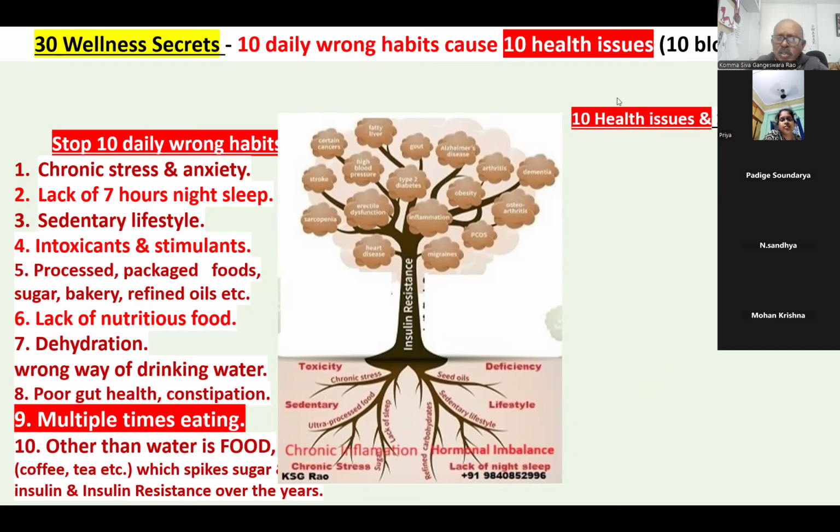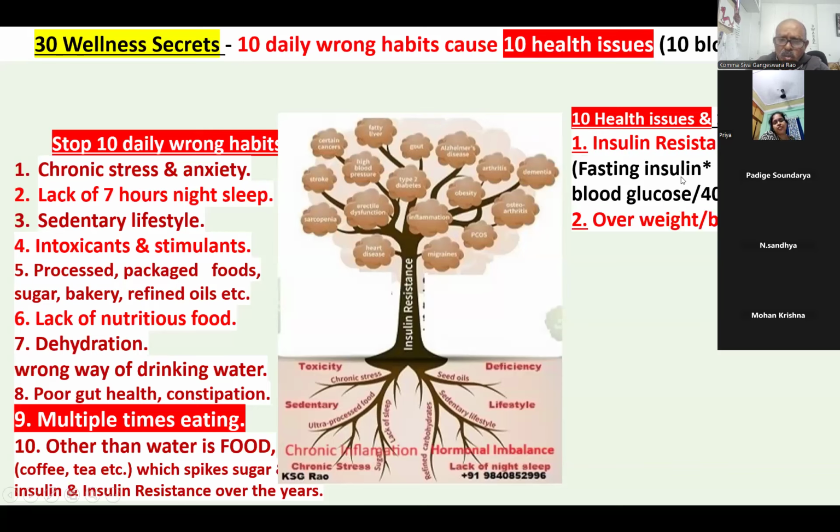Okay, 10 health issues. What are the 10 health issues? All of you know? Number 1, insulin resistance. That is happening because of these mistakes we are doing. These 10 mistakes will lead to insulin resistance. How to know insulin resistance? There are 2 blood tests, fasting insulin and fasting glucose, divide by 405, this value. Number 2, overweight and belly fat.